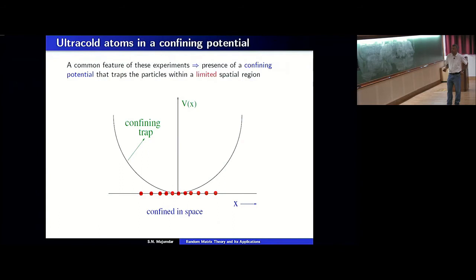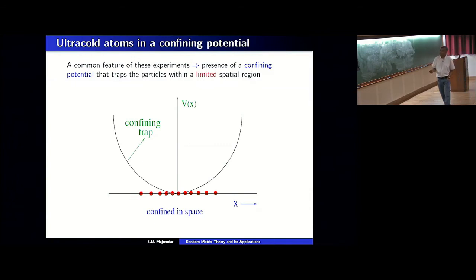And this trap, what does it do? It breaks the translational invariance, right? So the system is now confined in a region. It cannot go very far because of this external potential, which is trying to push it to the center. So it's a confined region of space, and you can ask what the correlations and other properties of this many-body system are.